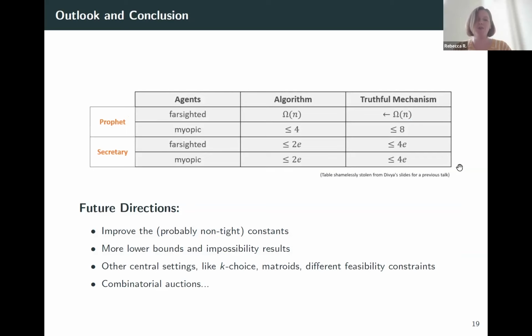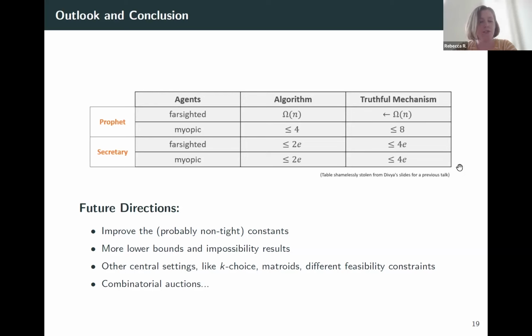Here is the overview again of what we have so far. Of course, this is the groundwork. We only looked at the very most central settings, and we're hoping that in the future, it might be possible to do a lot more. For example, our constants are just what we found, and largely we can't show that they're tight, so probably you can do better. You might look for more lower bounds and impossibility results to back up this loss that we have with respect to the original models without interdependence.